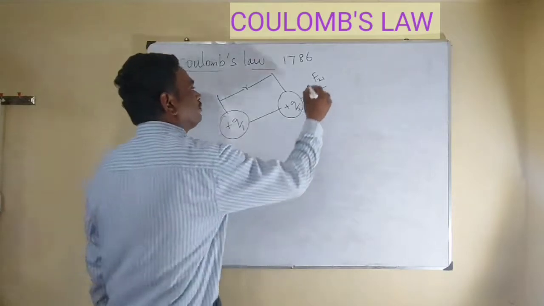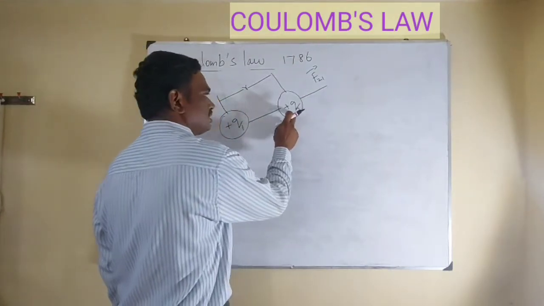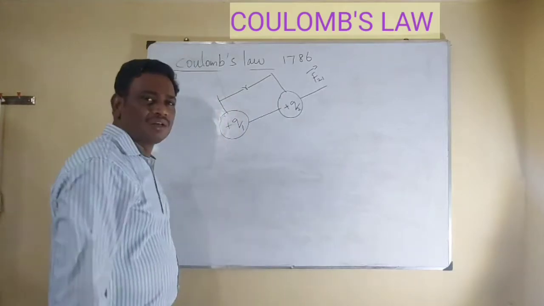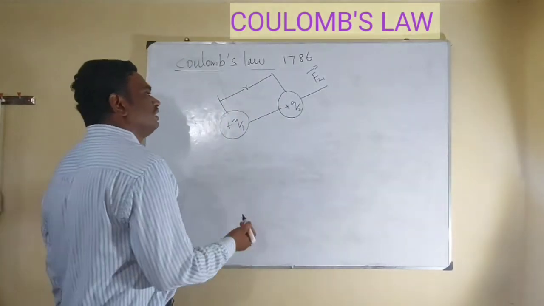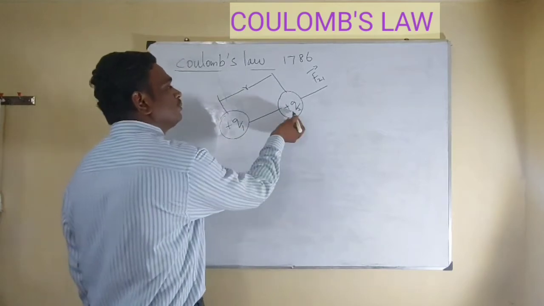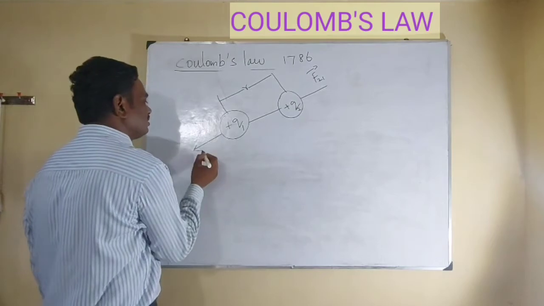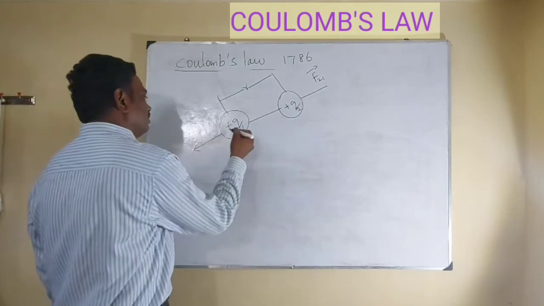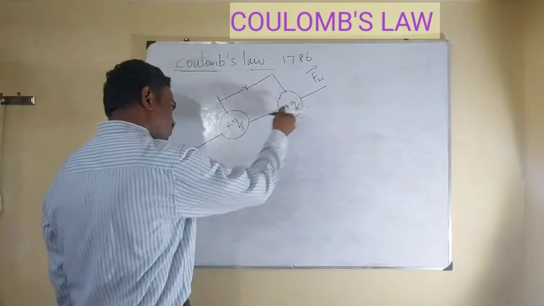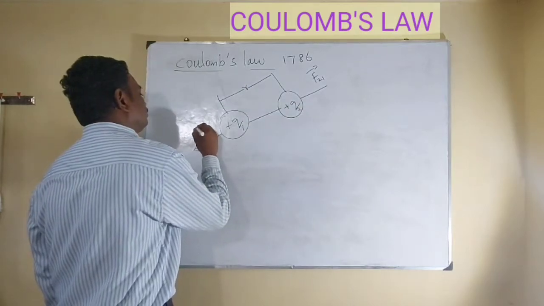Here the force F21 is the force experienced by the charge Q2 due to the charge Q1. Similarly, the charge Q1 also will experience a force due to the charge Q2, and this force will act along this, that is from Q2 to Q1, that is F12.